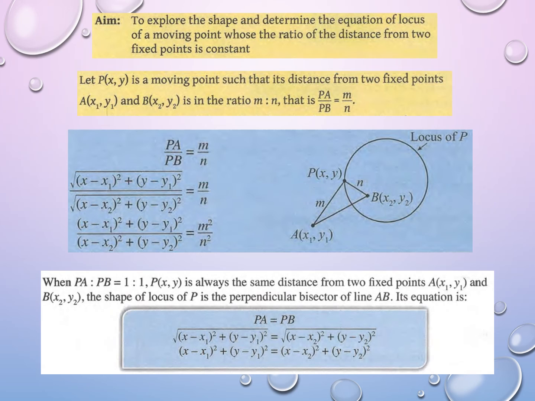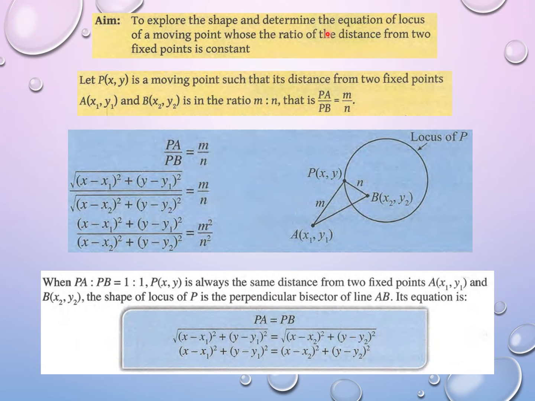So what is called a ratio? Ratio is something about distance. The distance is in a ratio, which means you have one moving point and two points, and the distances are in a ratio. So let us see, to explore the shape.